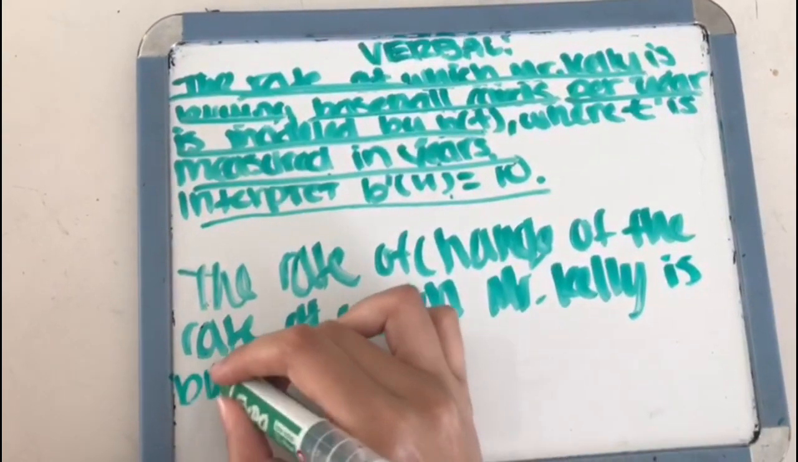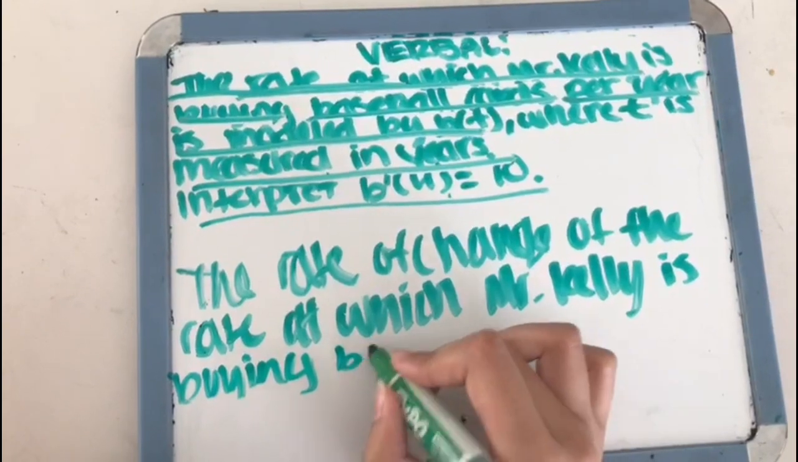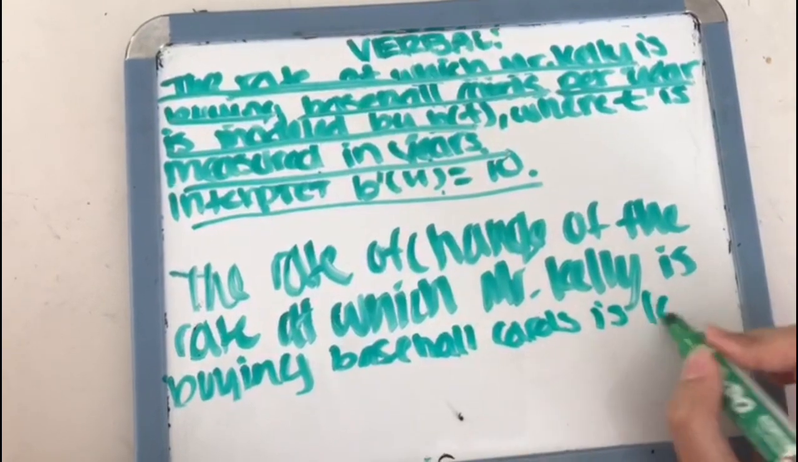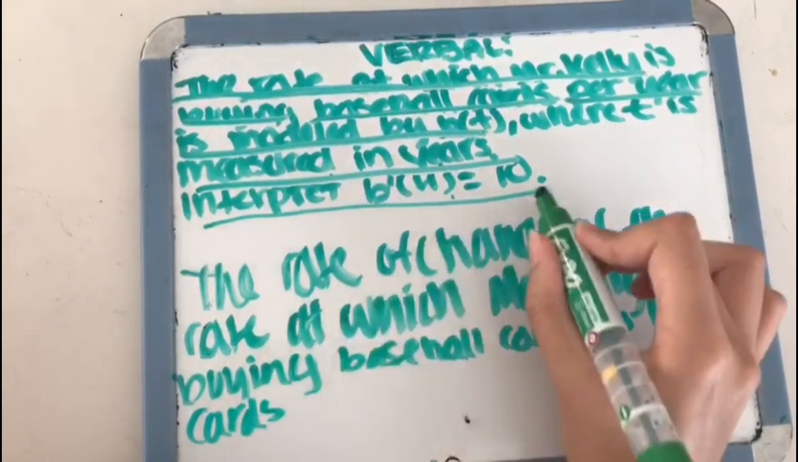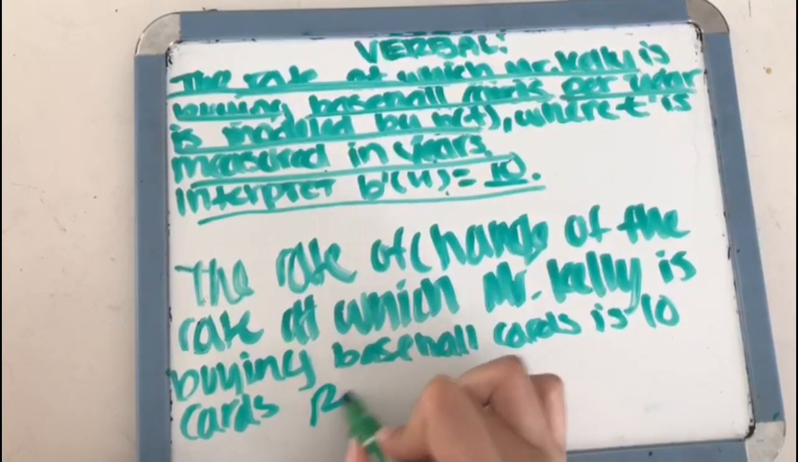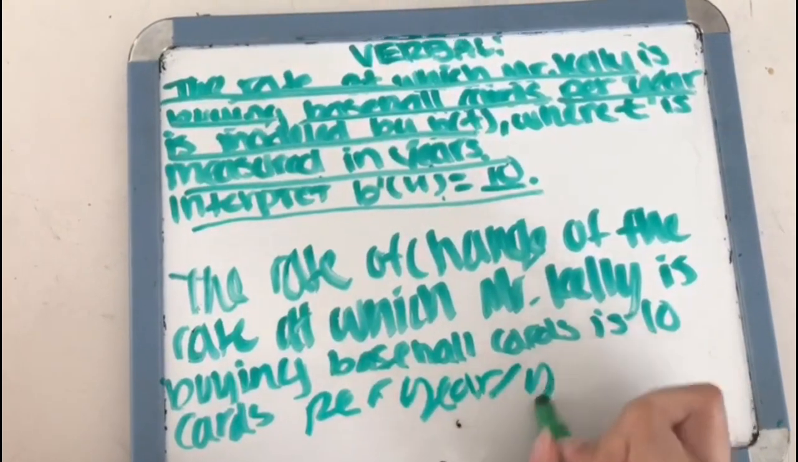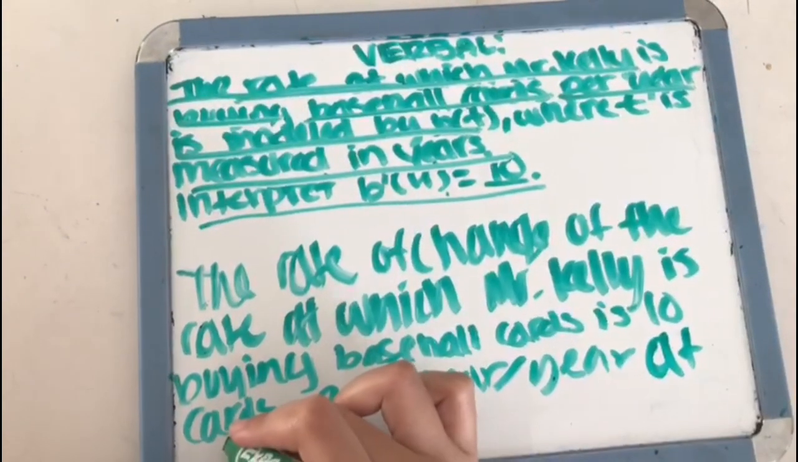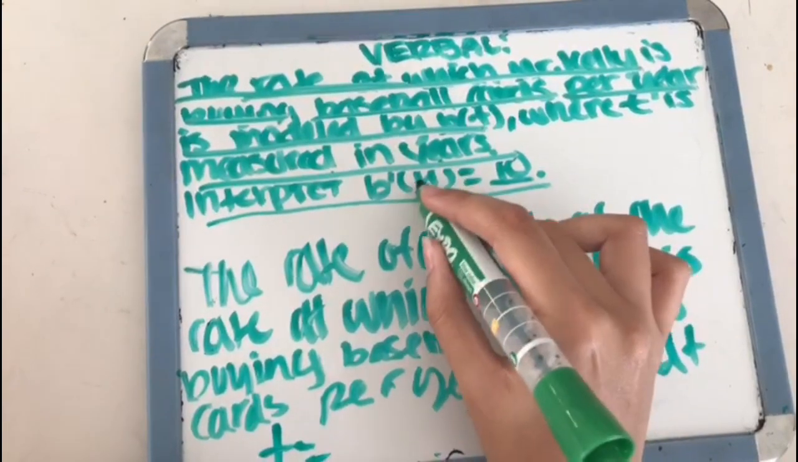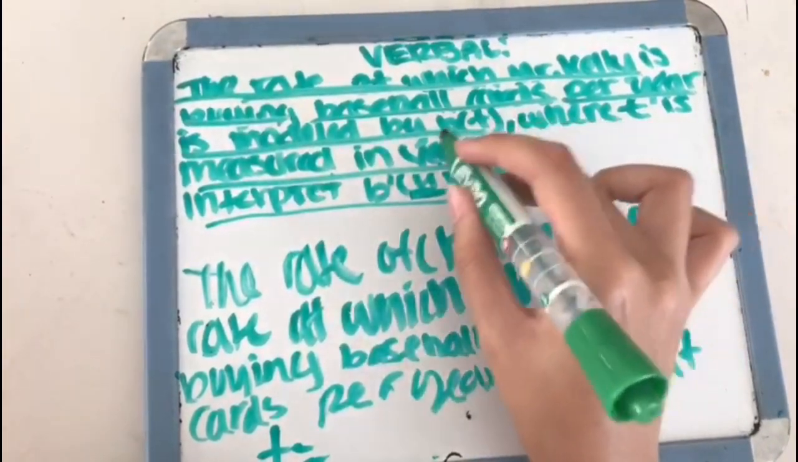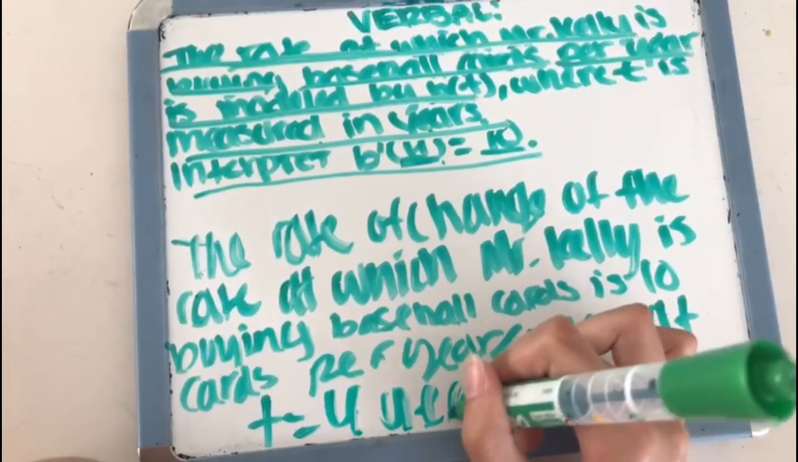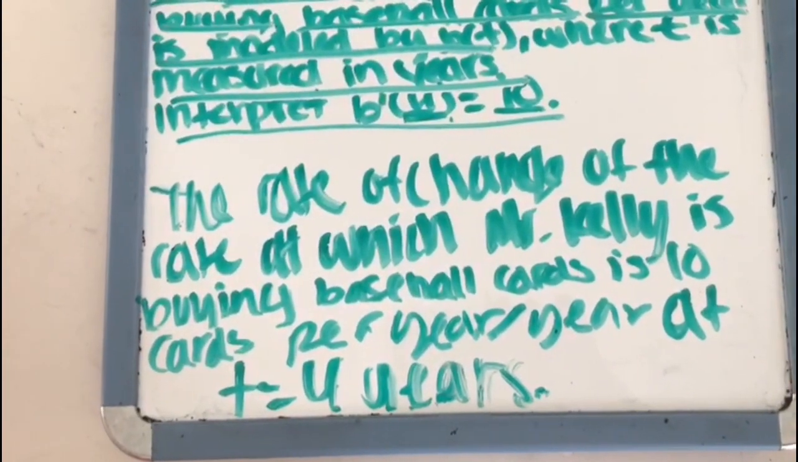is buying baseball cards is 10 cards per year, per year again, because it's per year, at T equals 4, because B of T is the model, right? So T equals 4 years. And this would be your answer for this problem.